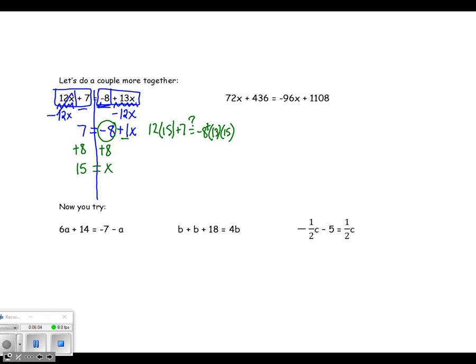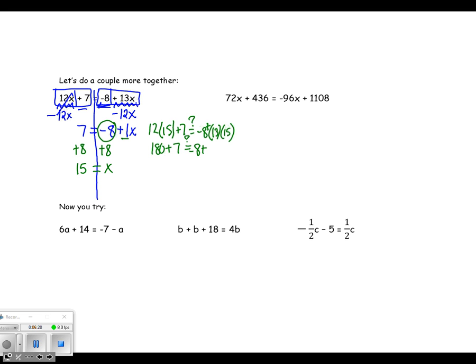Plus. I need a plus in there. Wow. Okay, 12 times 15. Let's see, 15 times 10 is 150. 15 times 2 is 30, so that would give me 180. Plus 7, and I want to know if that equals negative 8, sorry, plus 13 times 15.